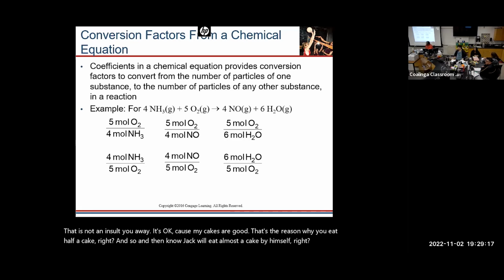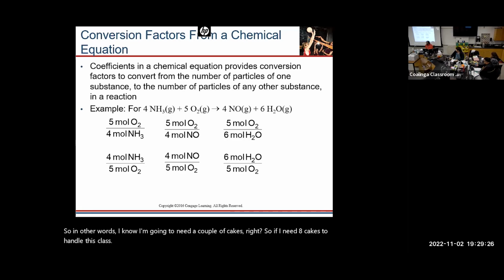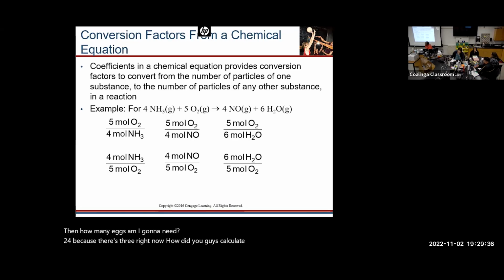So in other words, I know I'm gonna need a couple of cakes, right? So if I need 8 cakes to handle this class, then how many eggs am I gonna need? 24, because there's 3, right? Now, how did you guys calculate that? 8 times 3, right? But it's based upon our recipe. So let's say our recipe was, write it down real quick.